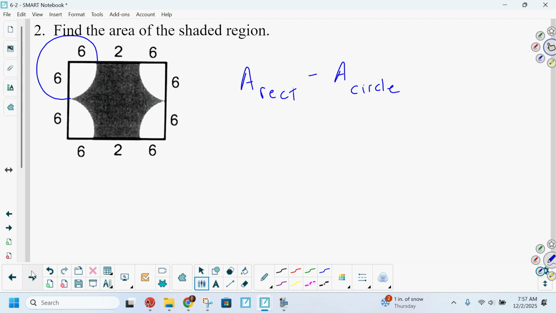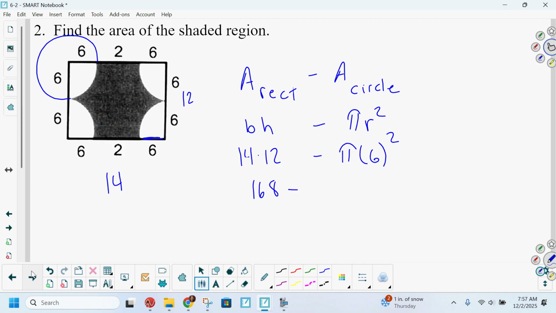I can add up here, and I can see that this dimension is 14 and this is 12. So base times height, 14 times 12. And then the area of a circle, pi r squared. My radius here, as I look carefully, is going to be 6. So I've got 168 minus 36 pi units squared. It doesn't say to round, so I'm going to leave it like that.